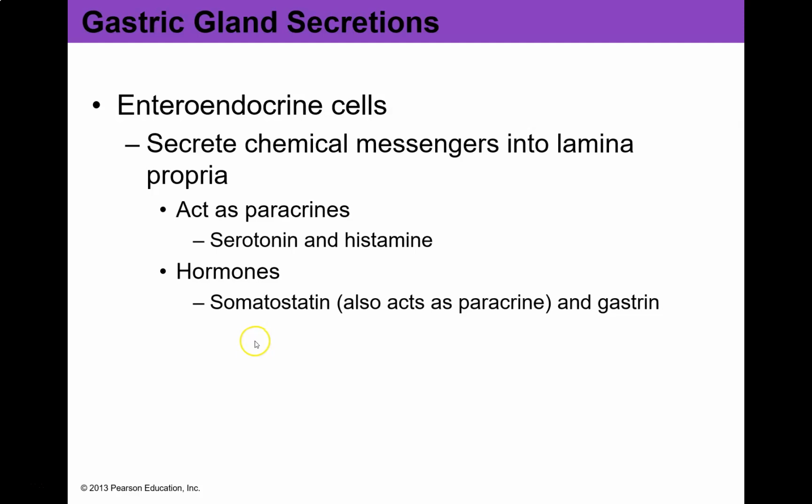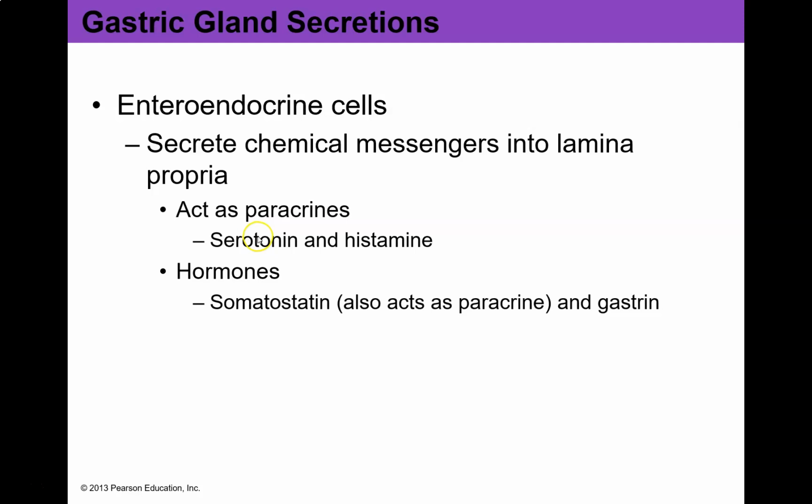Okay, so back to the enteroendocrine cells. There are enteroendocrine cells in the lining of the GI tract. The lamina propria receives chemical messengers from these endocrine cells, which then go into the blood. Some of the substances produced by enteroendocrine cells include gastrin, a very important hormone called gastrin.